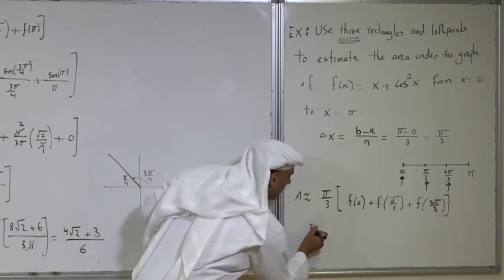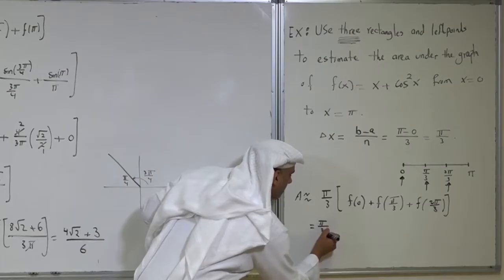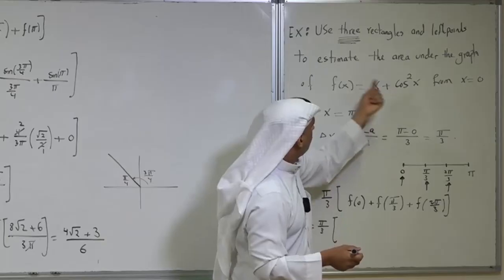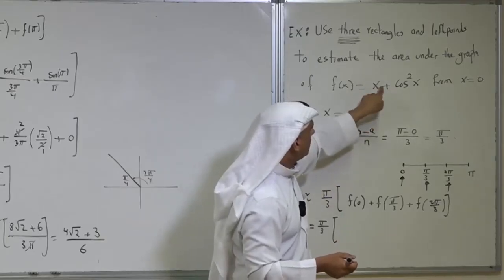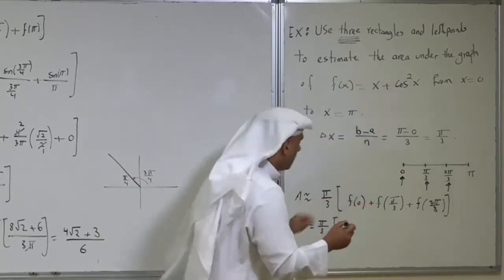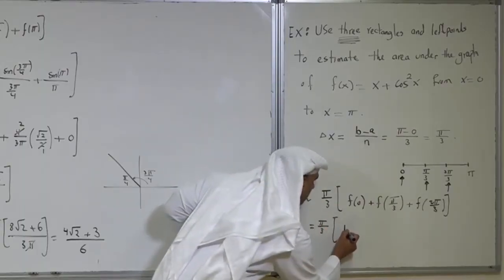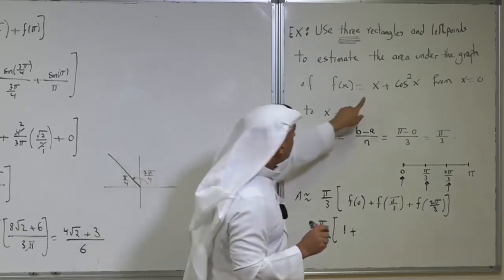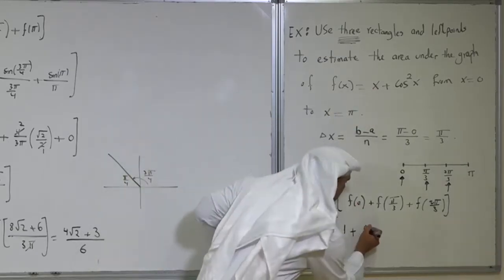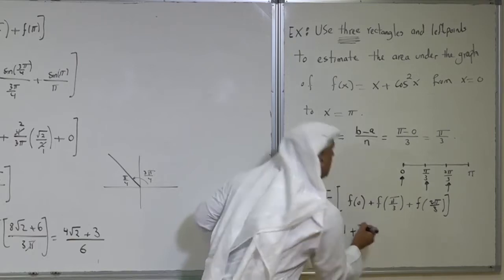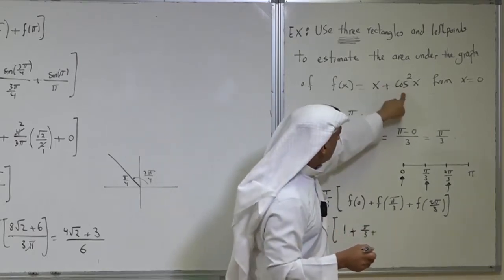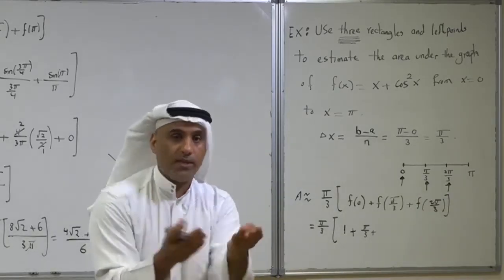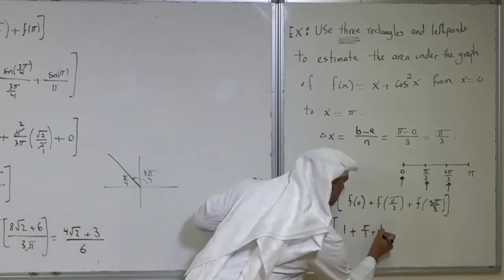Okay, fine. This is equal to what now? Substituting will give us the answer. This is pi over 3 times. What is f of 0? This is the function. If we substitute 0, this will be 0. Cosine 0 will be 1. So 1 squared will be 1. So this is simply equal to 1 plus. What about f of pi over 3? Okay, this is pi over 3. So this is pi over 3. Plus, now, cosine squared pi over 3. Cosine pi over 3, cosine 60 degrees, that's equal to 1/2. When you square it, you have what? You have 1 over 4.